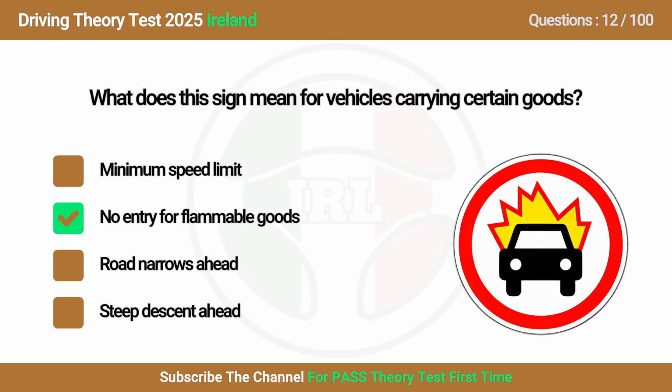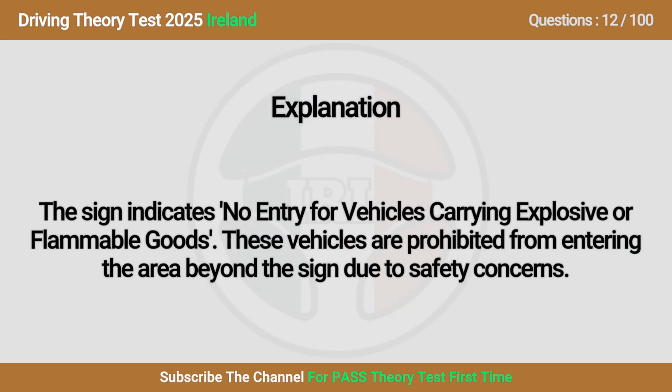Answer is B. No entry for flammable goods. The sign indicates no entry for vehicles carrying explosive or flammable goods. These vehicles are prohibited from entering the area beyond the sign due to safety concerns.